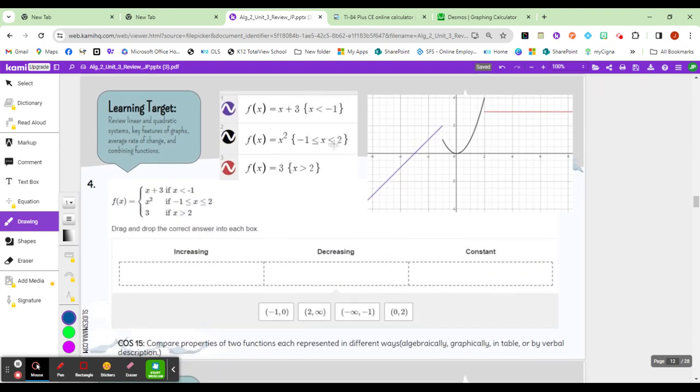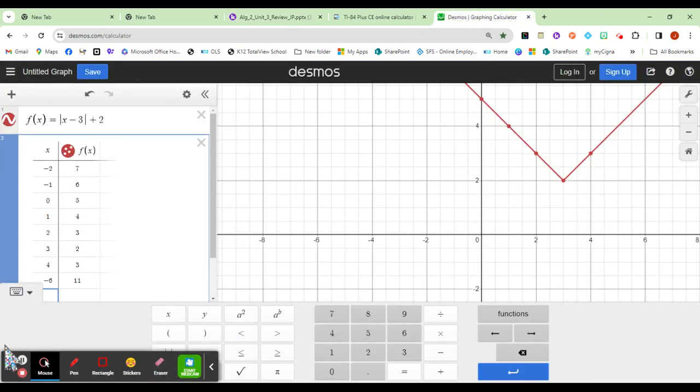Same thing here. They're giving you a piecewise function. This is what it's going to look like in your problem. This is what it looks like in Desmos. So I entered in each one of these. I did not use the word if, so you don't have to put if in. You do have to use these little squiggly set symbols. And in Desmos, I'll show you really quick where those are located.